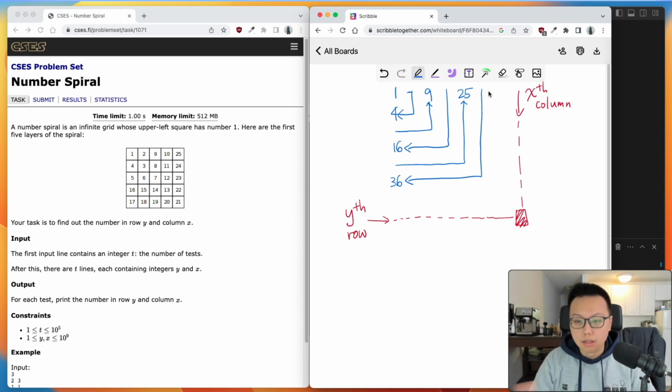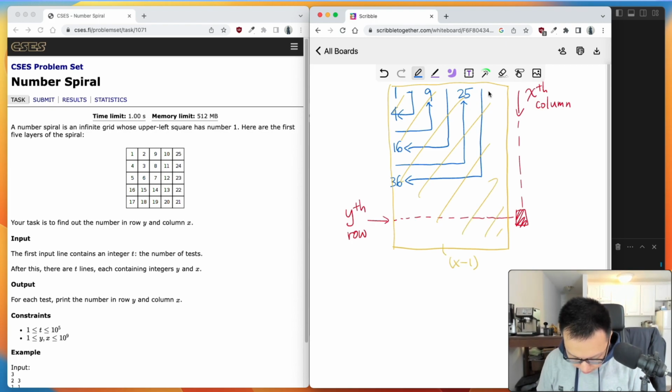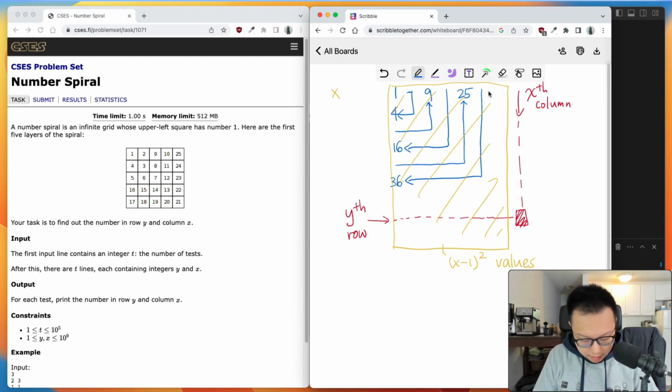Whichever is larger, it might be the square. Let's say if x is greater than y, then we have a square like this. So this entire square is, for example, (x - 1) squared. This entire square will contribute all the (x - 1) squared values in the spiral, and this is the case where x is greater than y. Then we need to figure out which direction it is.